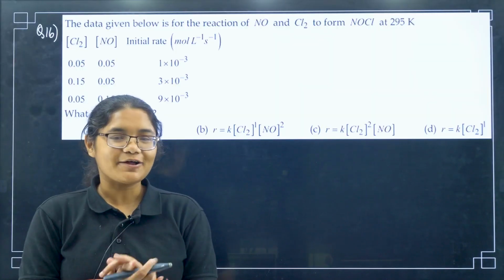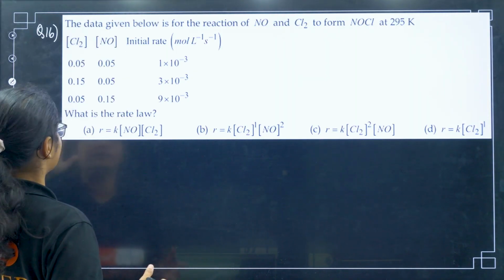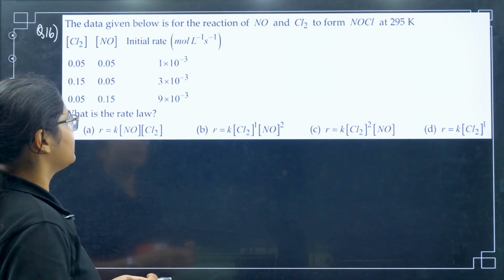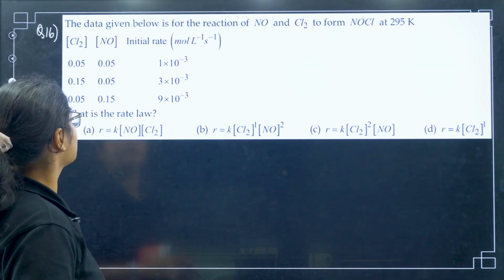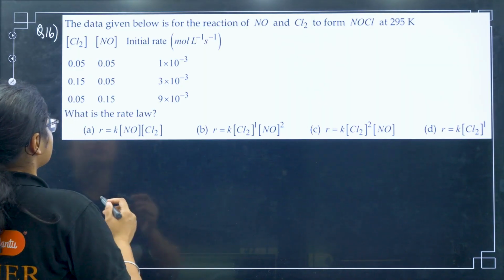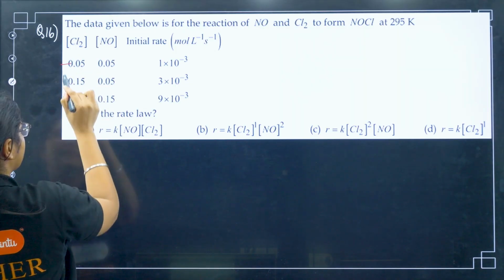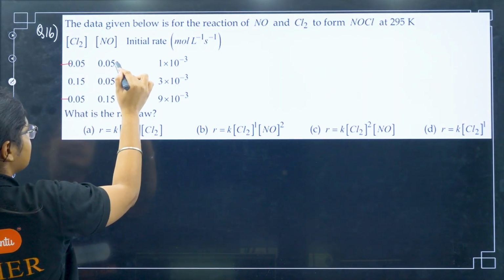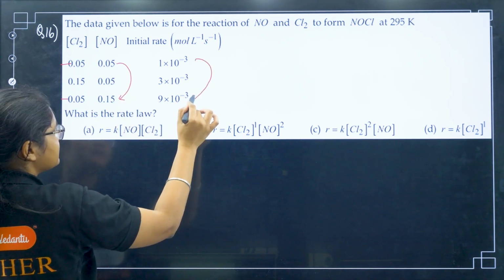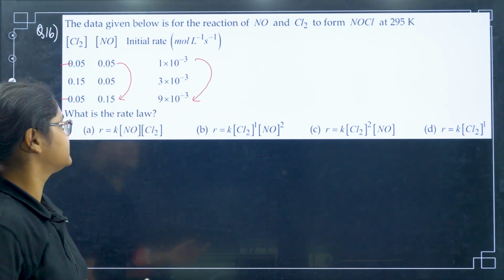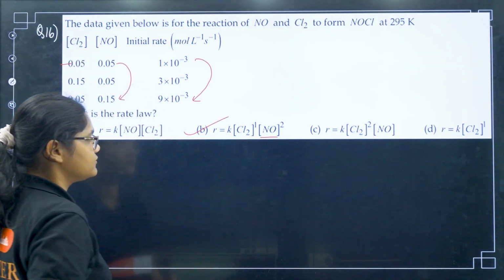Okay students, now let us see the next question. This is your rate determination, order determination question. The data given below is for the reaction of NO and Cl2 to form NOCl at 295 Kelvin, and you have to find the rate law. First of all, I want to find the order with respect to NO, so Cl2 should be constant, right? I am increasing the concentration by 3 times, and you can see that the rate has increased by 9 times. That means with respect to NO, it is a second order reaction. So I have only one option with that, option number B.